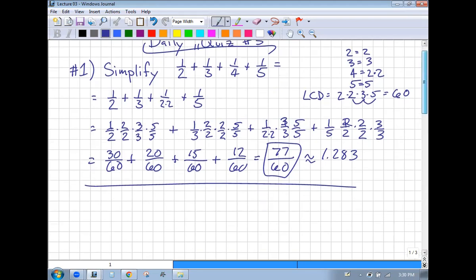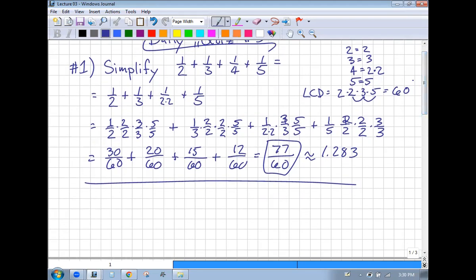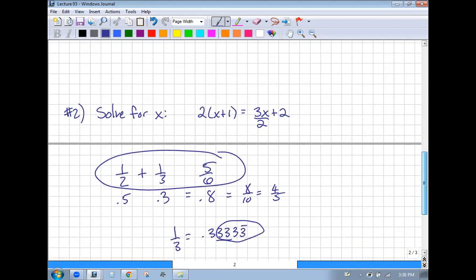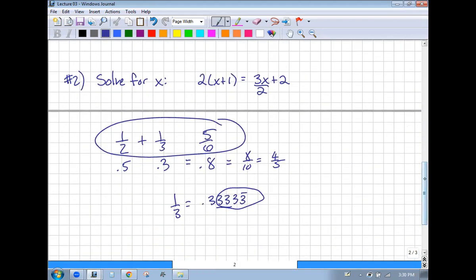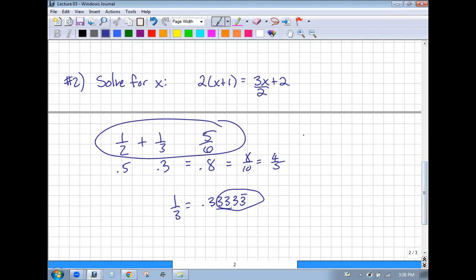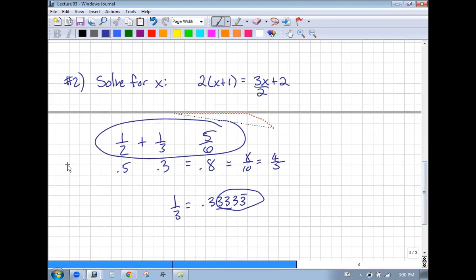All right, let's look at any questions. I know we just spent 20 minutes on adding fractions, but fractions are hard, right? They are hard. All right, let's see here. Let me get rid of this.